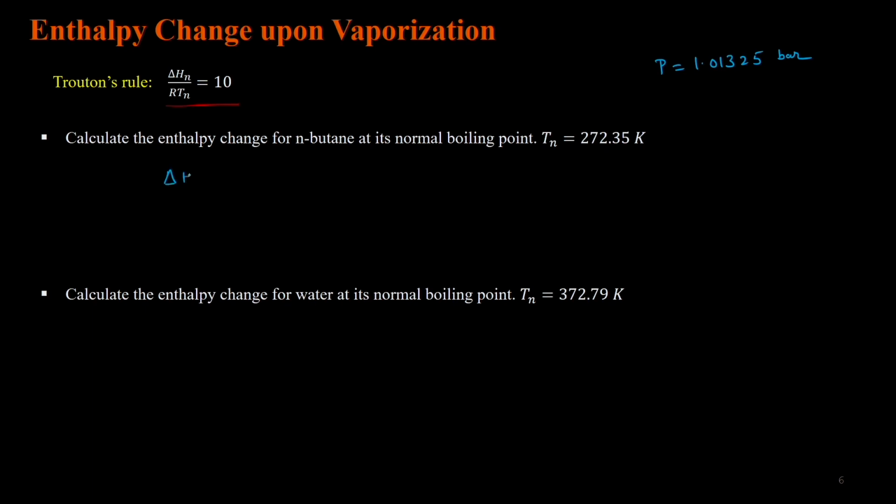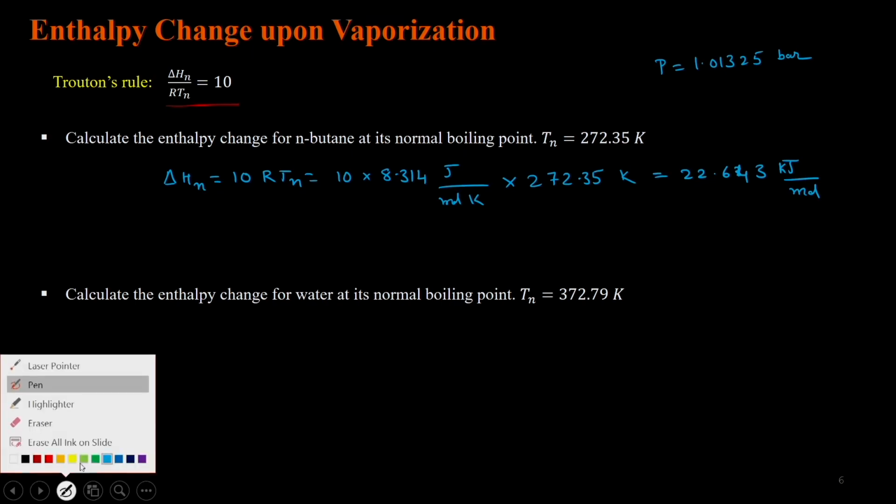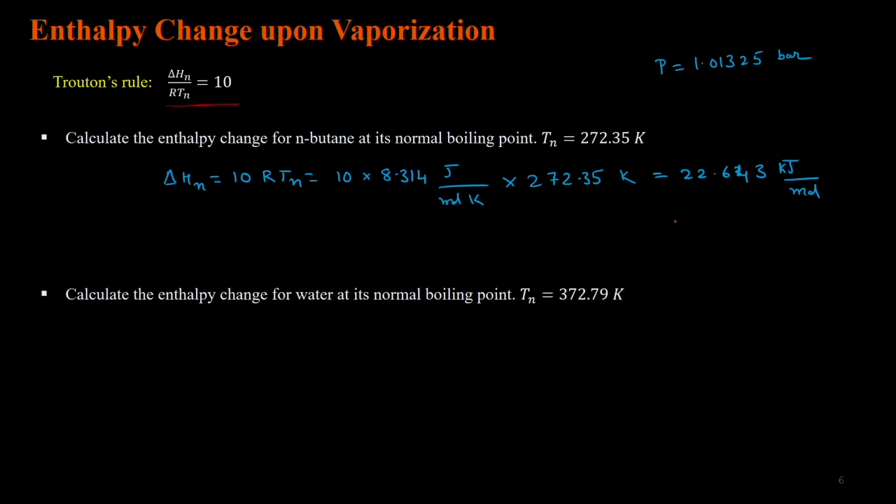All I need to do is simply use Troughton's rule, 10 times R Tn. So 10 times R is 8.314 joule per mole Kelvin times Tn is 272.35 Kelvin, which is 22.643 kilojoules per mole. Notice that I've converted joules to kilojoules, which turns out to be actually a fairly good estimate. Turns out the experimental value for N-butane is about 22.434 kilojoules per mole. So fairly good estimate in this scenario.